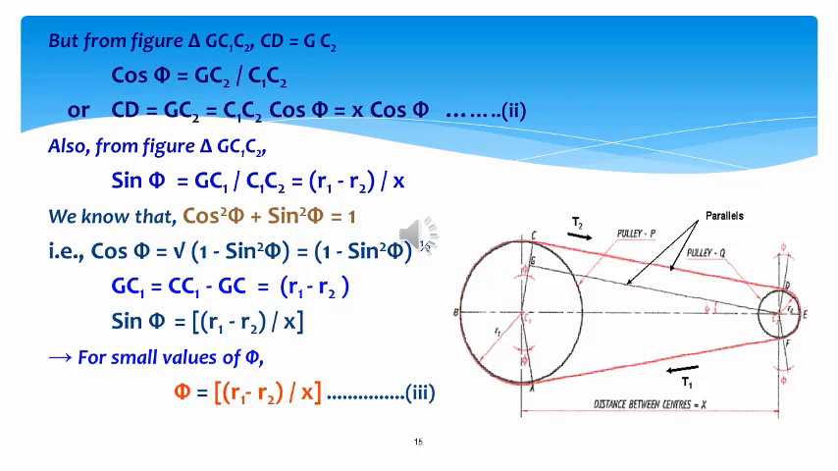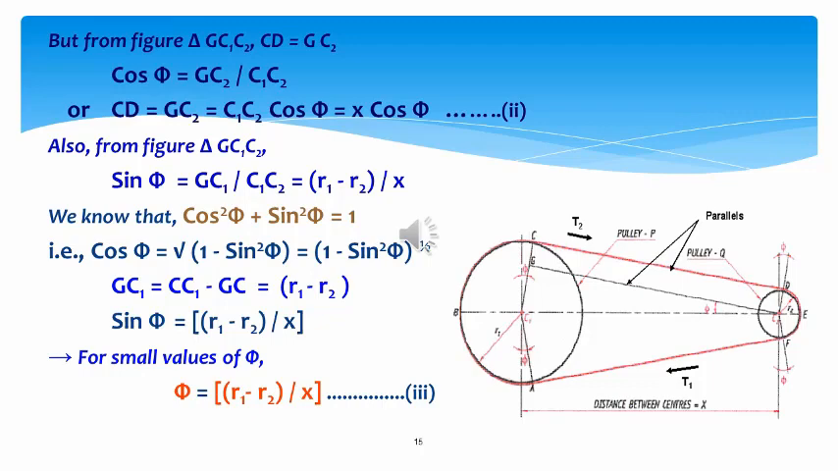So from the figure of triangle GC1C2, we know that CD is equal to GC2, or cos phi is nothing but GC2 divided by C1C2, or in other words CD is equal to GC2, which is nothing but C1C2 cos phi, or C1C2 is nothing but X, so X cos phi. Let this be the second equation. Now from triangle GC1C2, we know that sin phi is equal to GC1 by C1C2, that is nothing but (R1 minus R2) divided by X.